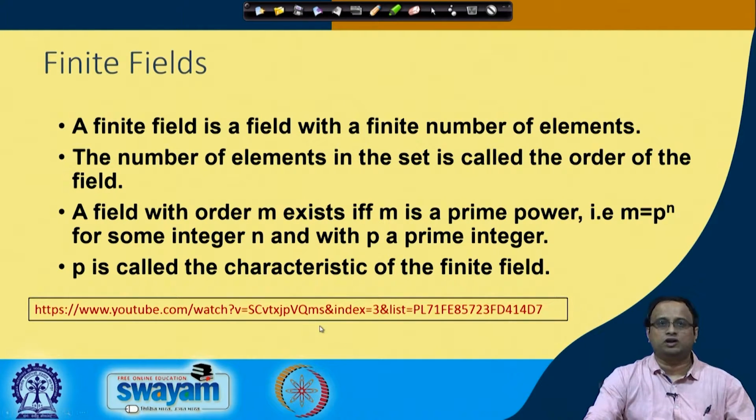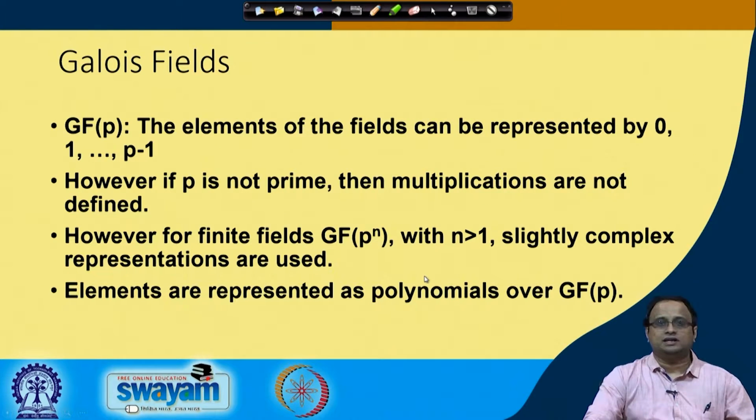If you are interested in more introduction or more discussion on finite fields, you can click on this YouTube clip where you can get slightly more details about what fields in general or finite fields imply. In particular, as I said, the elements of Galois fields GFp can be represented by the numbers from 0 to p minus 1, that means 0, 1 and so on till p minus 1. However, if p is not prime, then the multiplications are not defined. So, it is important that p in general has to be prime.